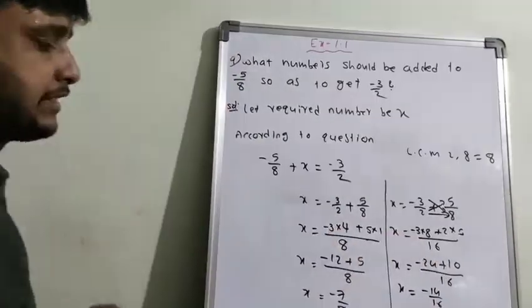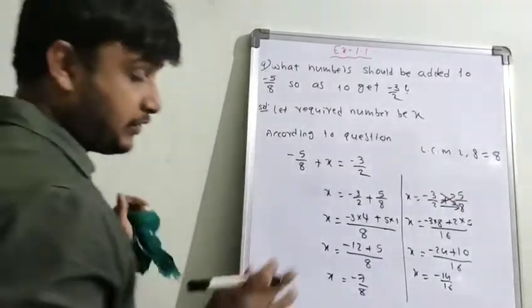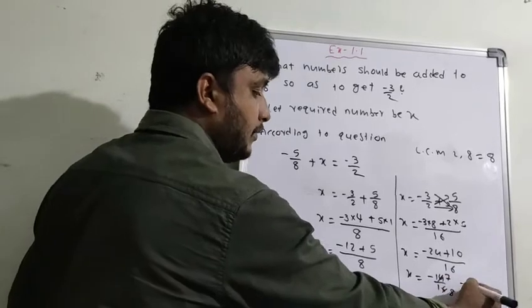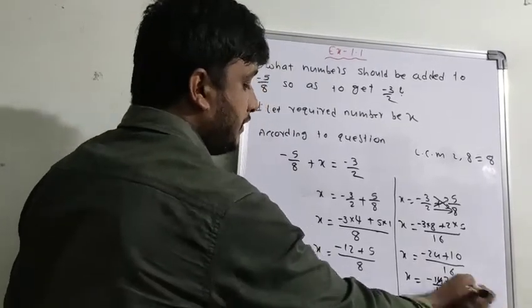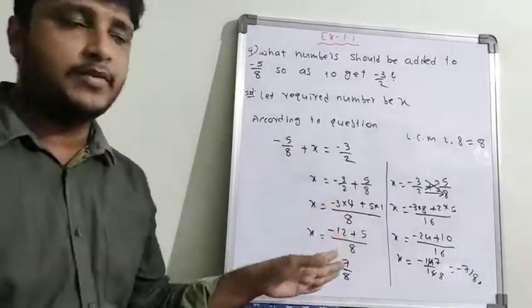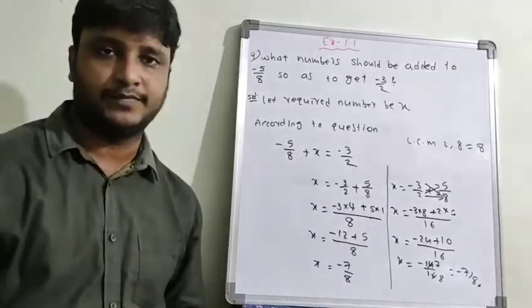In minus 14 and 16, both are divisible by 2: 7 2s are 14, 8 2s are 16. So minus 7 by 8 is the answer. Here you are getting the same answer. Whichever method you are comfortable with, you can use that method, not a problem.